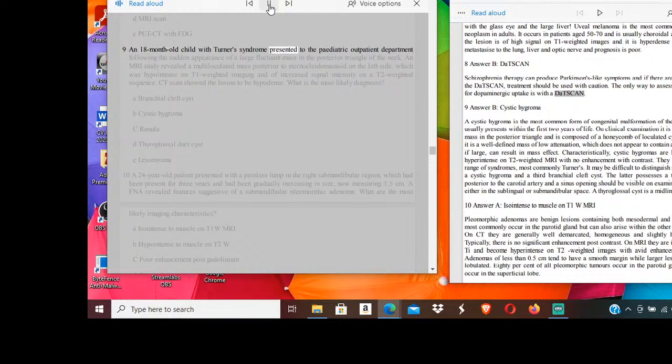A month-old child with Turner syndrome presented to the pediatric outpatient department following the sudden appearance of a large fluctuant mass in the posterior triangle of the neck. An MRI study revealed a multiloculated mass posterior to sternocleidomastoid on the left side, which was hypointense on T1-weighted imaging, and of increased signal intensity on T2-weighted sequence. CT scan showed the lesion to be hypodense. What is the most likely diagnosis?